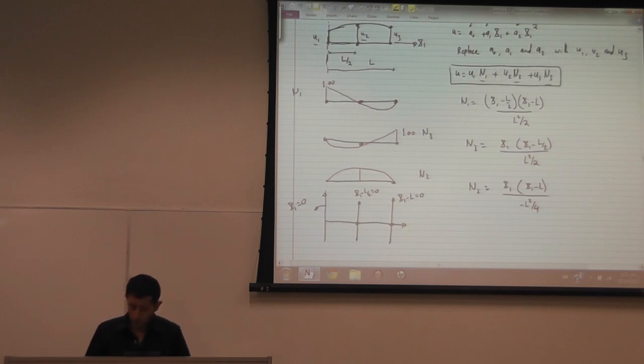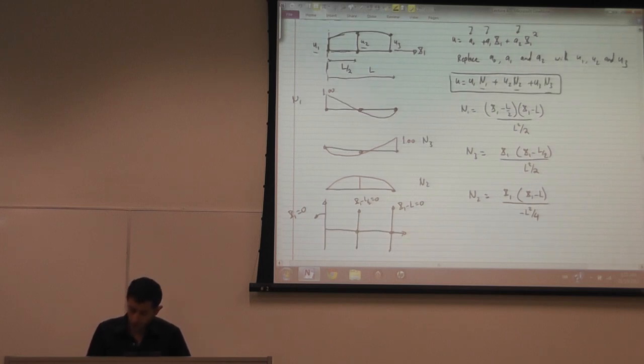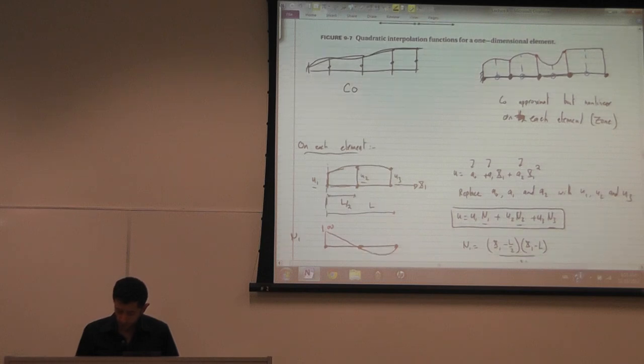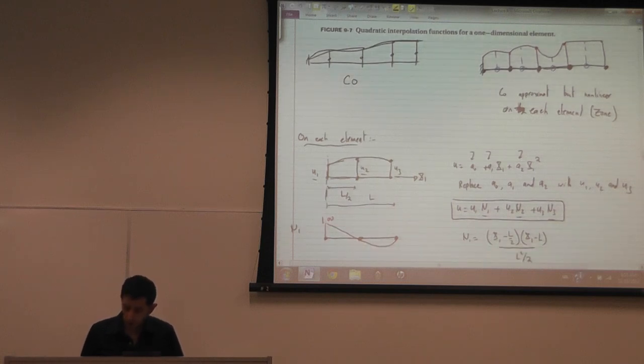Don't forget that we are still using the C0 approximation. This is still a C0 approximation. It's a better approximation, but it's still a C0. It's better because I can model non-parabolic behavior within the zone, but between the zones, the stresses or the gradients are not equal.